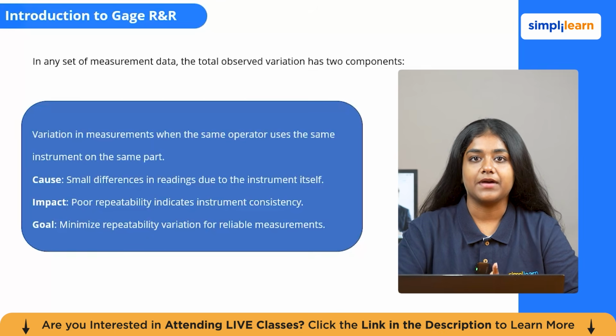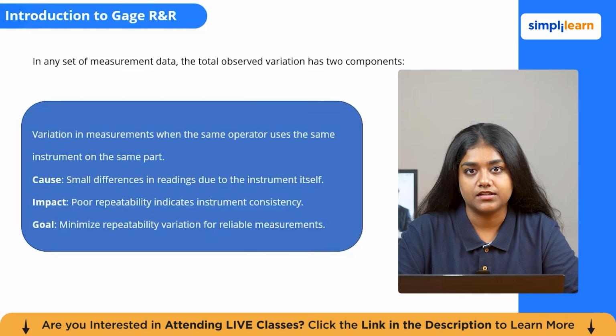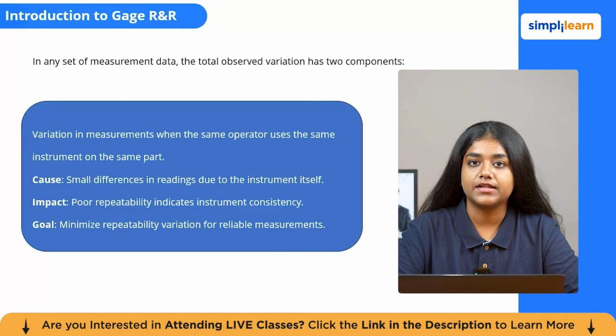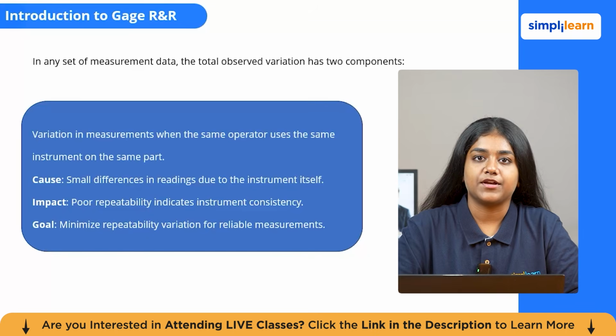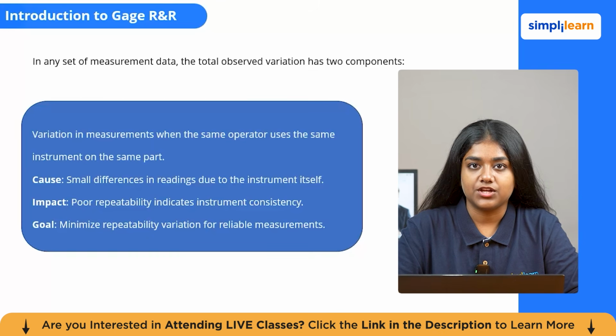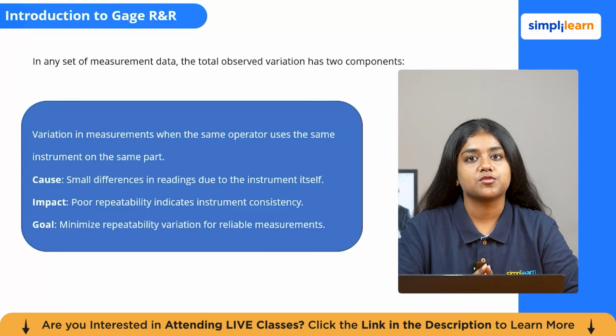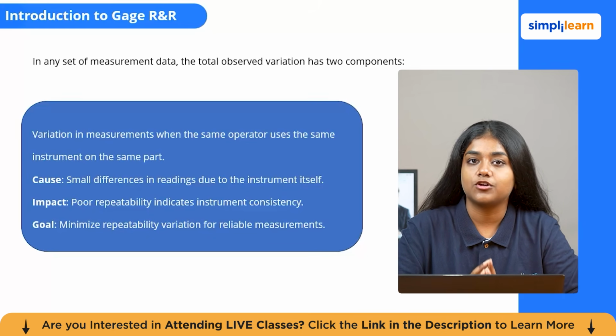So what would be the impact? Poor repeatability means the instrument does not give consistent readings. This makes it difficult to know whether changes in the data are caused by the actual part or by the measurement system. It can lead to wrong inspection decisions, false process signals, and unreliable SPC charts. So the goal is to keep repeatability variation as low as possible. A repeatable instrument gives nearly the same reading each time, making measurements more reliable for product acceptance, process control, and quality improvement.